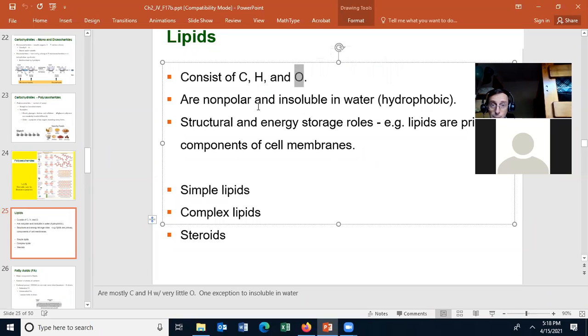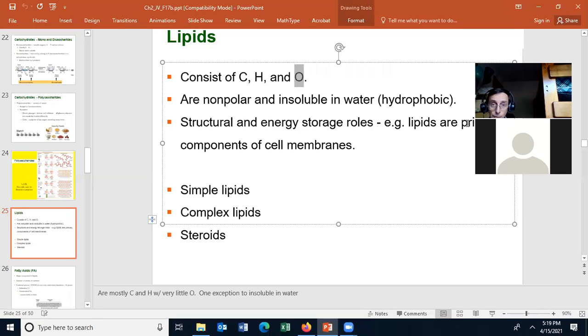Most lipids are nonpolar and insoluble in water. We call them hydrophobic. There is an exception to that, and we'll talk about that later. Phospholipids are an exception, and they're an unusual lipid in that they are not hydrophobic. And part of the molecule is not nonpolar. We'll talk about that in a little bit. But all the other lipids are nonpolar and insoluble in water.